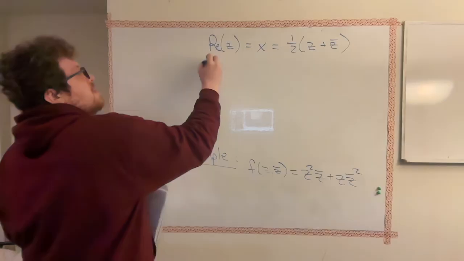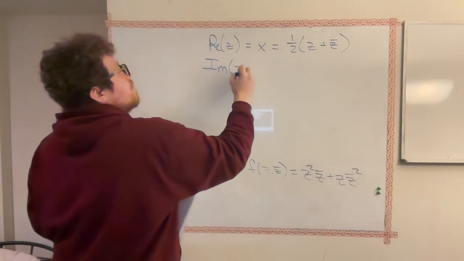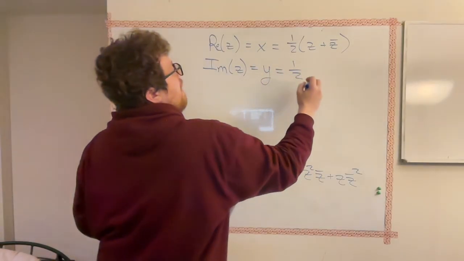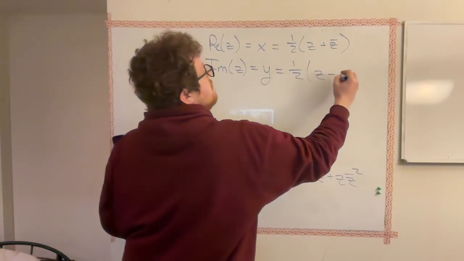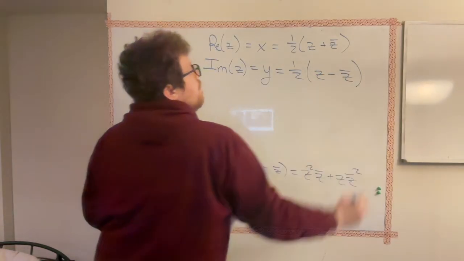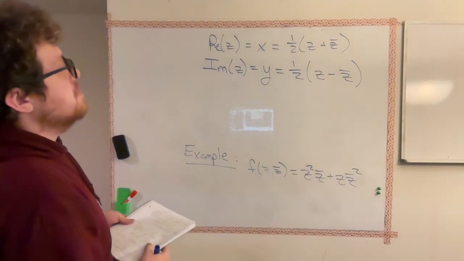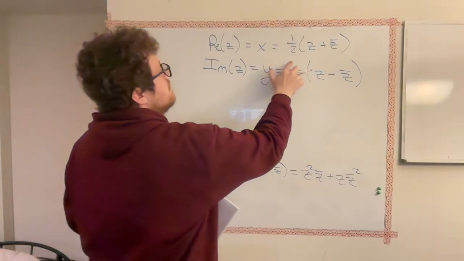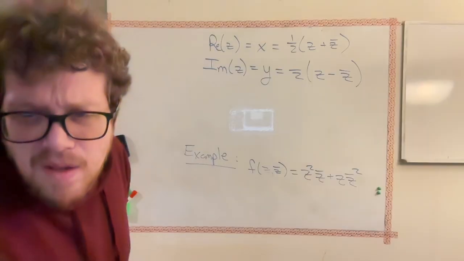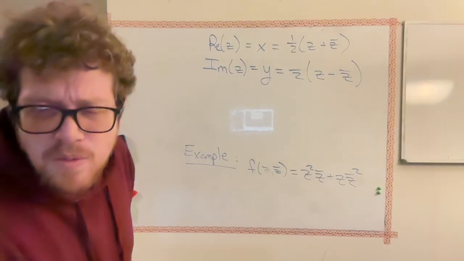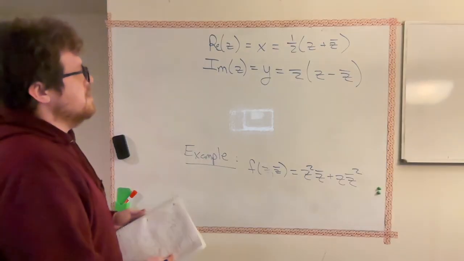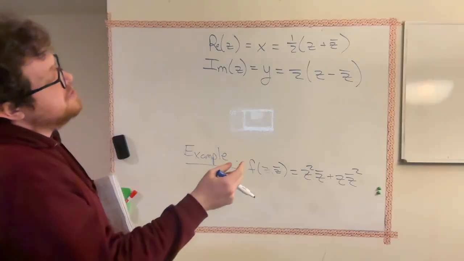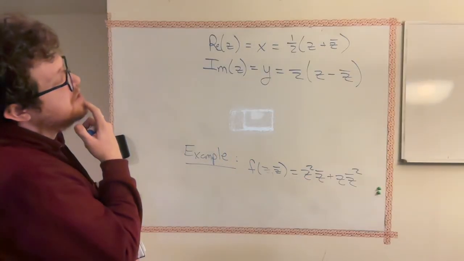And similarly, the imaginary part of z, this is just the y. And this is 1/2 of, I believe it's z minus z bar, right? Or do we need to multiply by something? I, right? Or is it negative I? Is it just 1/2 z minus z bar, or do we need an I somewhere? Oh, it's just z minus z bar. Okay, the x's cancel. Okay, yeah, no, this is good.